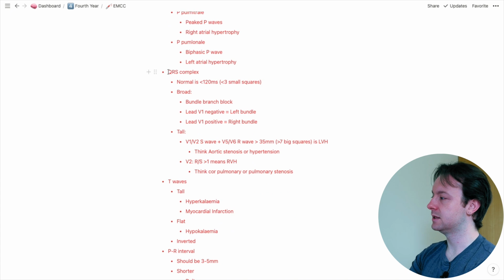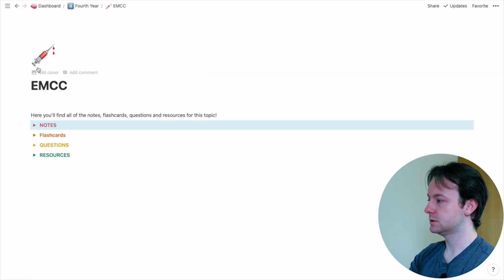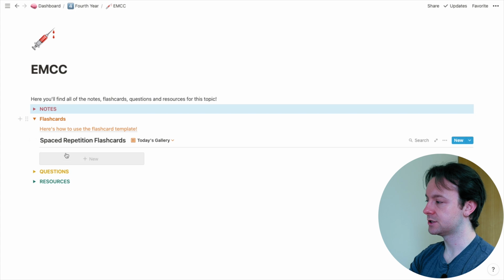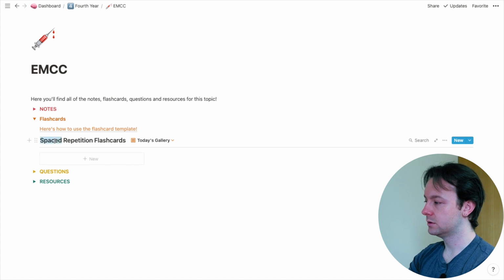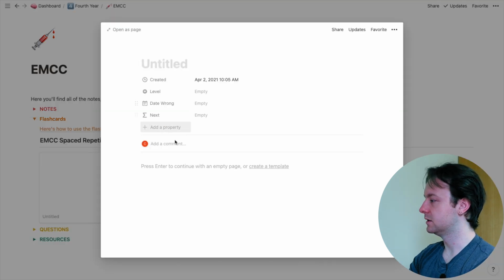So for example, I'm going to take this whole section and we're going to move down from notes into flashcards. This is the same flashcard template, just for spaced repetition flashcards. This is going to be for EMCC though, so this is obviously the first one I'm doing in EMCC. We've only started this block this week. Going to make a new flashcard.